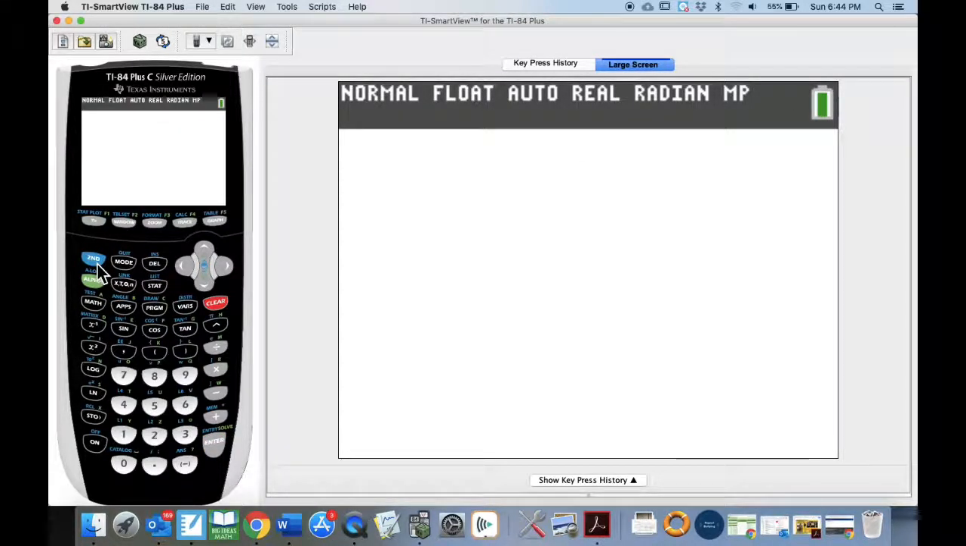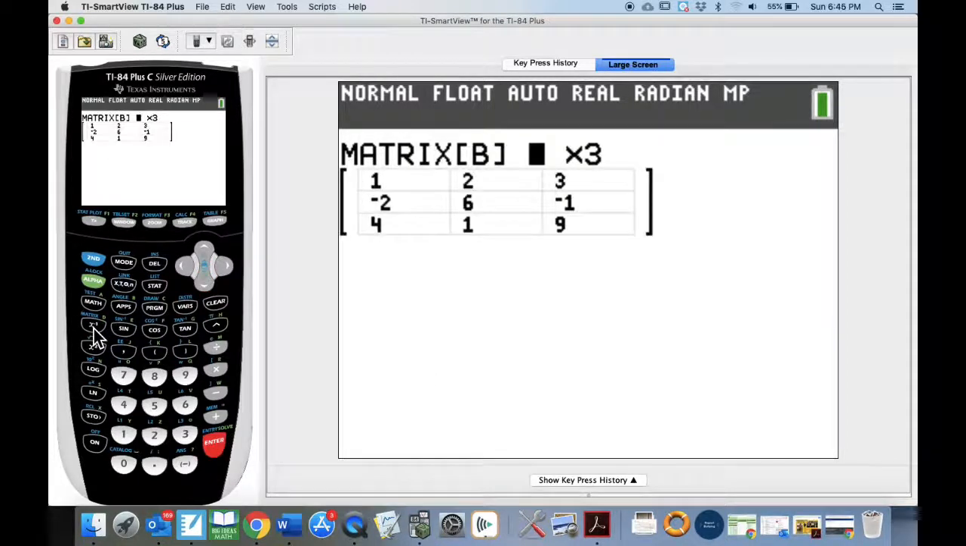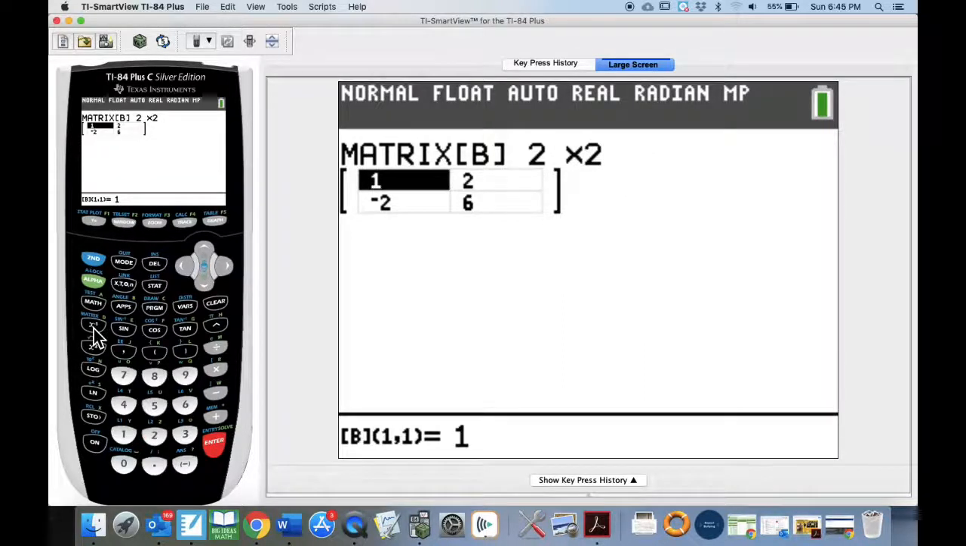And then we need to go to second matrix again. We need to edit. We need to arrow down to B. And we need to change it, at least I do, to a 2 by 2. And this one is 3, 1, 2, 0, 1, 5. Now I'm going to go to second quit again, just to get out of here.